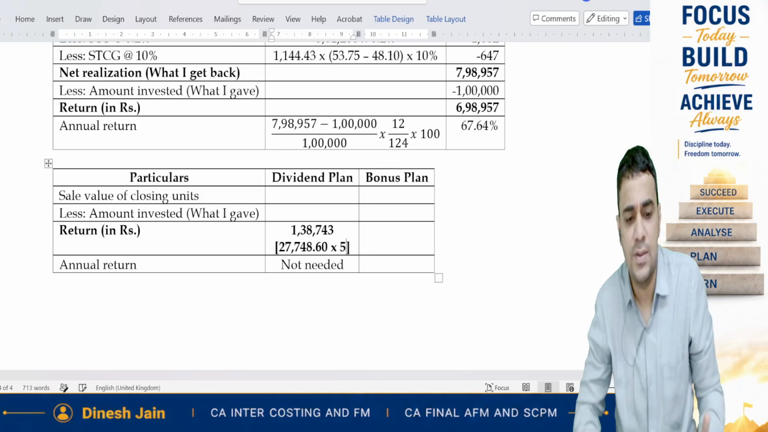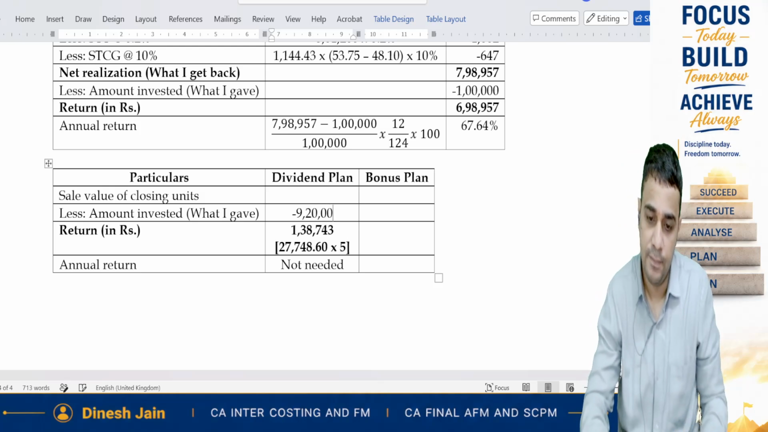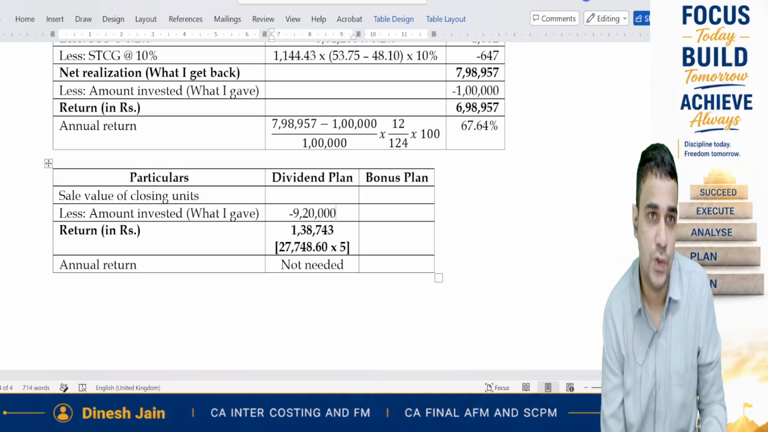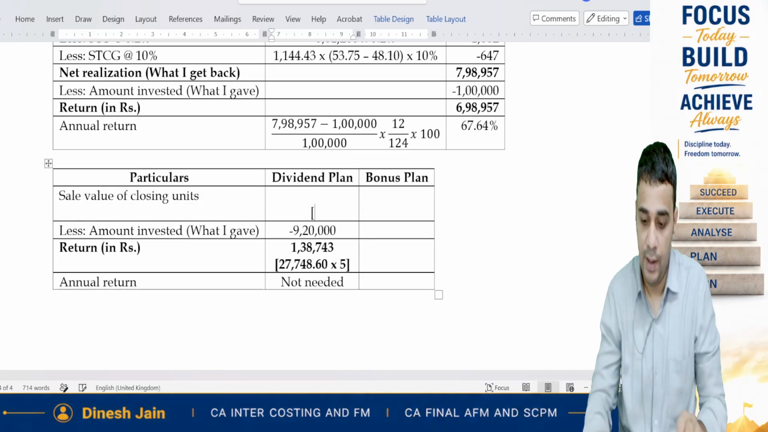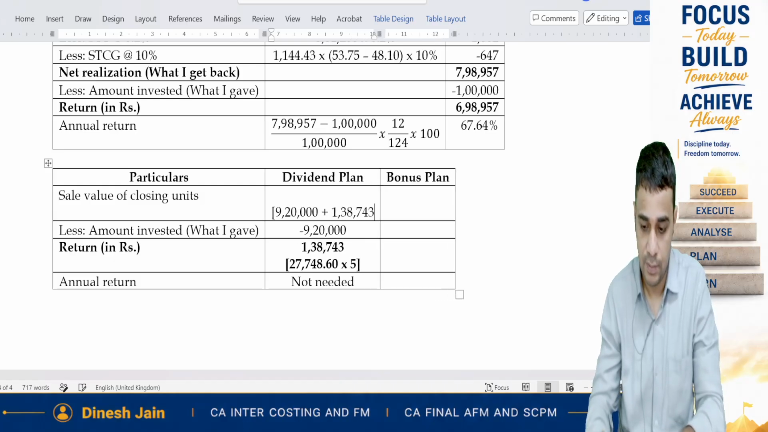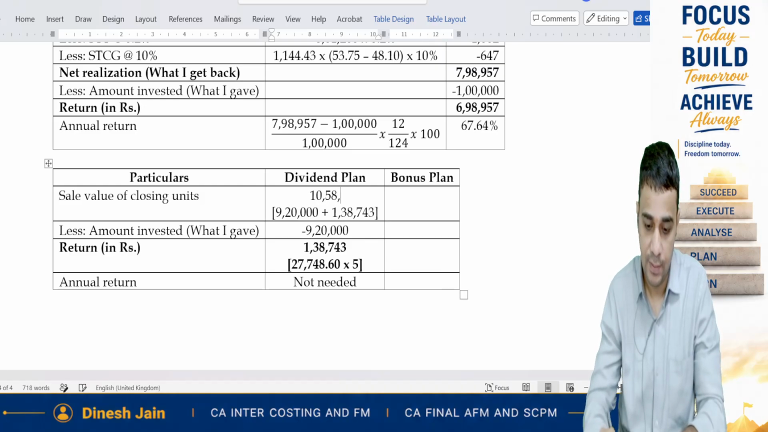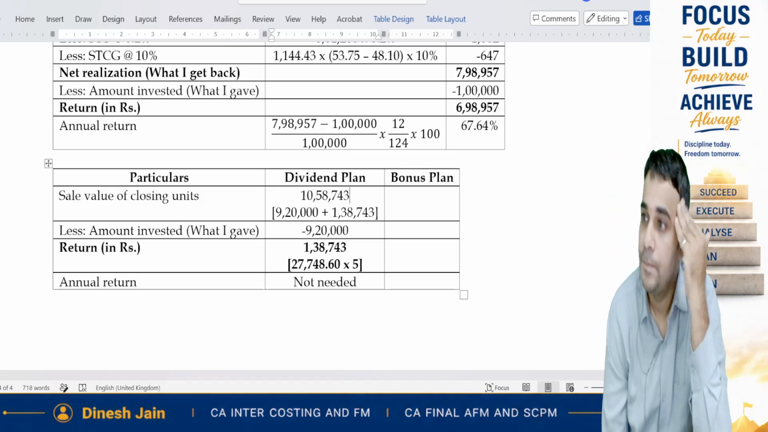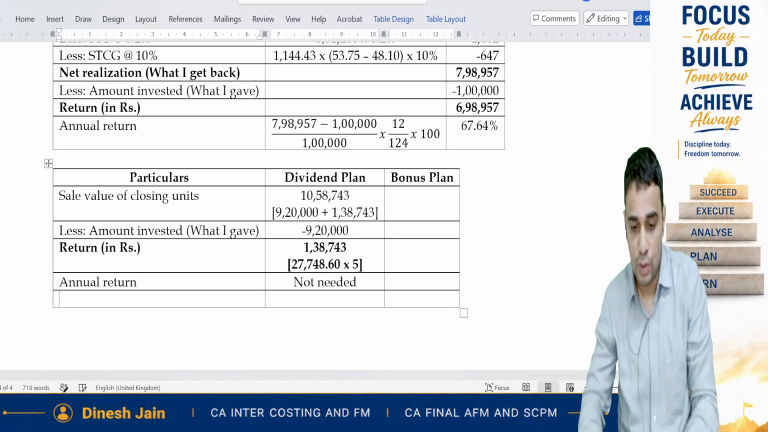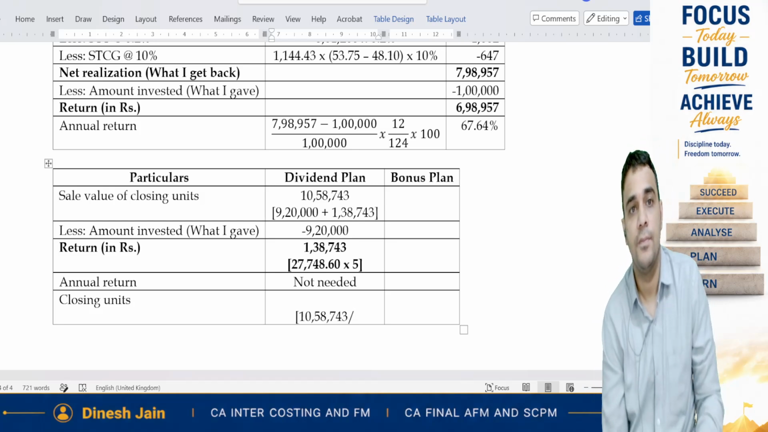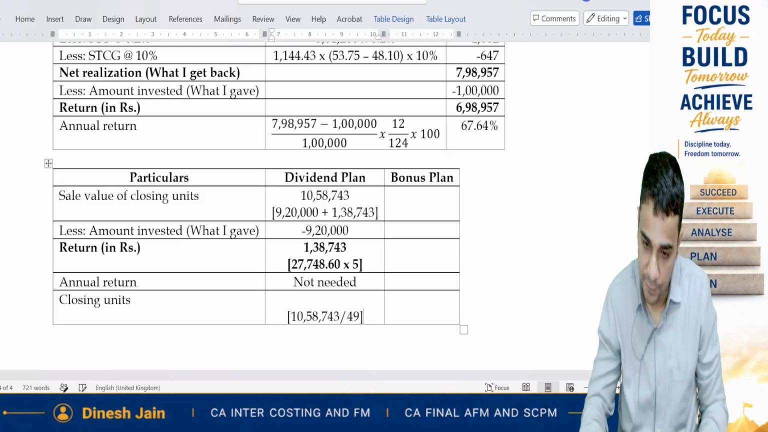What is the amount invested? Minus 920. Reverse working, the sale value of closing units. 920, 138, 743. How much you said? 10 lakh 58. 1058, 740. Add one more line: closing units. What is the closing NAV for the dividend plan? Divide by 49.